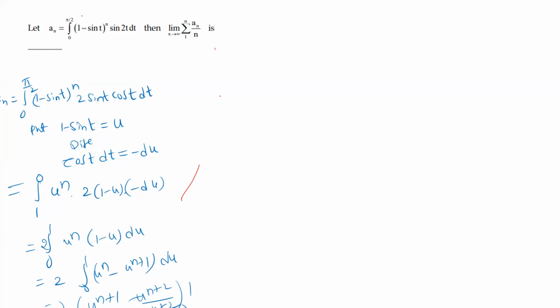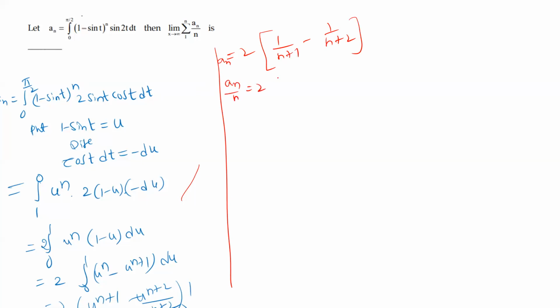Now by substituting the limits, what will we get here? Two into the upper limit substituted. What is the upper limit? 1. One to any power is 1, so 1 by n plus 1 minus 1 by n plus 2 is the value we got. At 0 the total value is 0, no problem. This is an. Now we need an by n, so the denominator is multiplied with n: 1 by n into n plus 1 minus 1 by n into n plus 2.